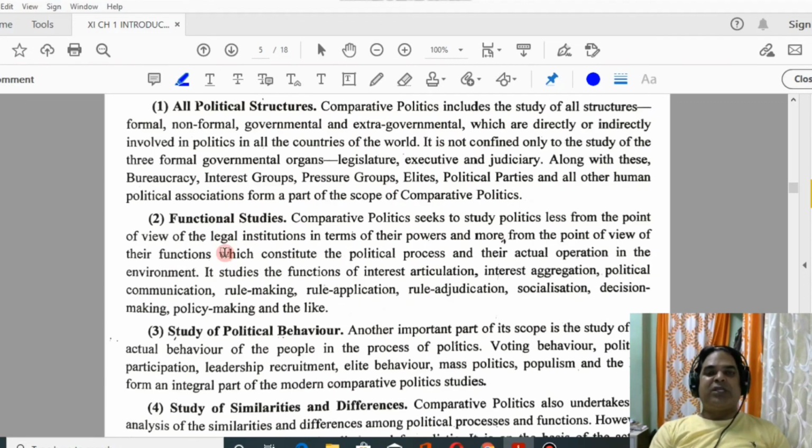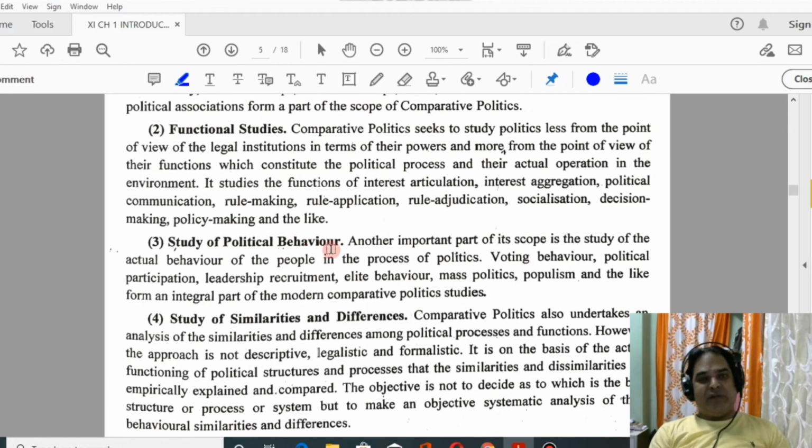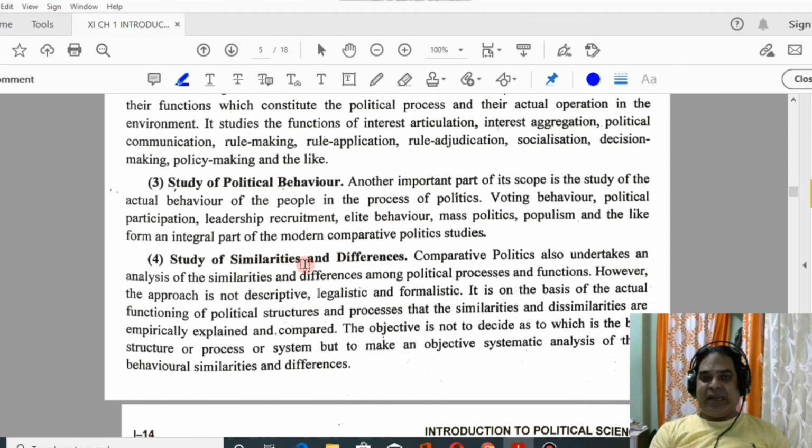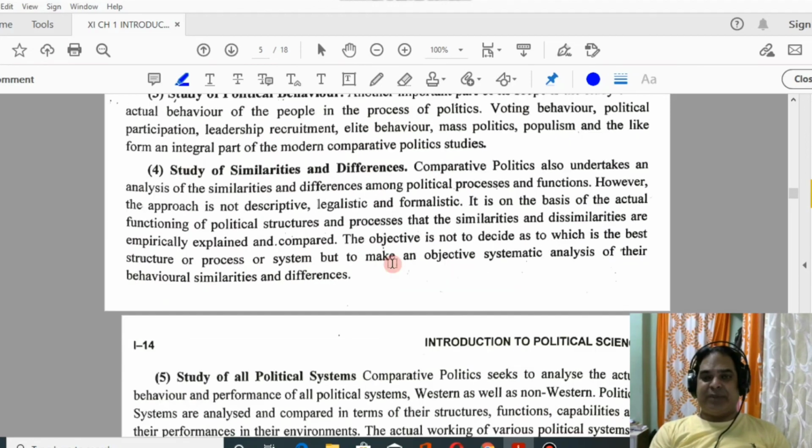Okay, functional studies, study of political behavior, study of similarities and differences. You can see this part. Comparative politics also undertakes an analysis of the similarities and differences among political processes and functions. However, the approach is non-descriptive, non-legalistic, and non-formalistic. It is on the basis of the actual functioning, that means what is actually functioning. So the study can be done on the basis of the actual functioning of the different political systems, not based on theory.